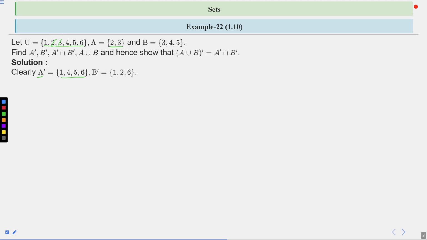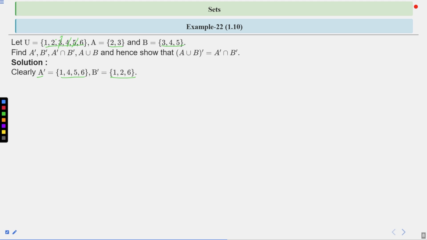Same goes for B. You have to collect all the elements from the universal set which do not belong to set B. So eliminate 3, 4, 5 from the universal set. You are only left with these 3 elements, and this set will be your B complement.